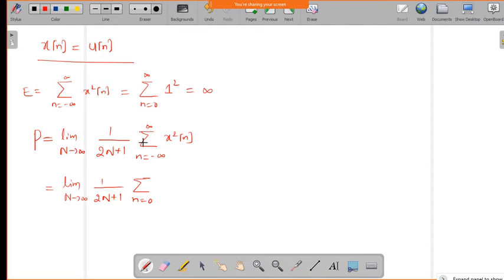So here it is n equal to minus n to plus n, sorry, minus n to plus n, and this is minus n to plus n. So, x square of n. Now you substitute x square of n from this equation, u of n is 1 here. So then we can write it as limit n tends to infinity 1 over 2n plus 1.